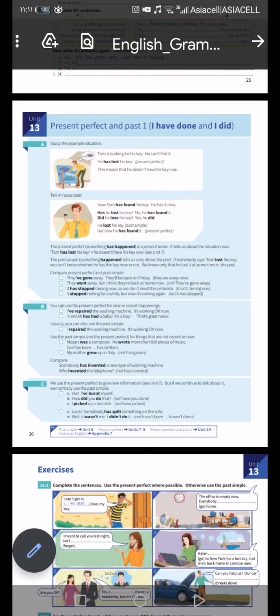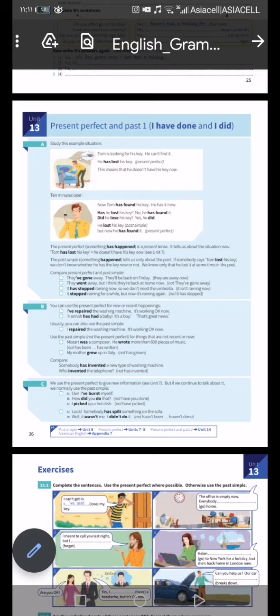So that means when we are talking about an action that happened in the past and has a relation to the present situation, we use the present perfect. So that means that he doesn't have his key now. So with verbs like lost or missed, we have the present perfect because there is a relation or there is an effect.